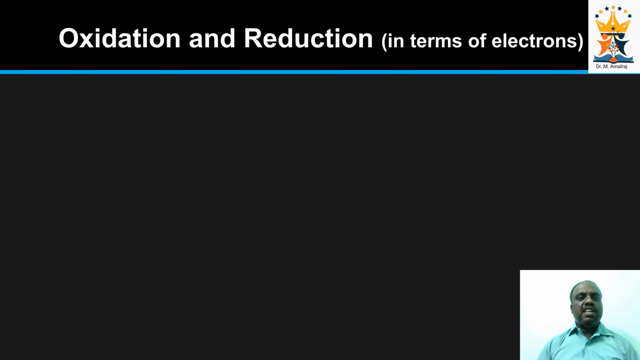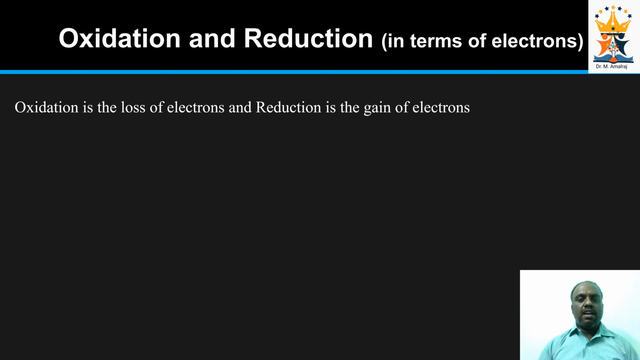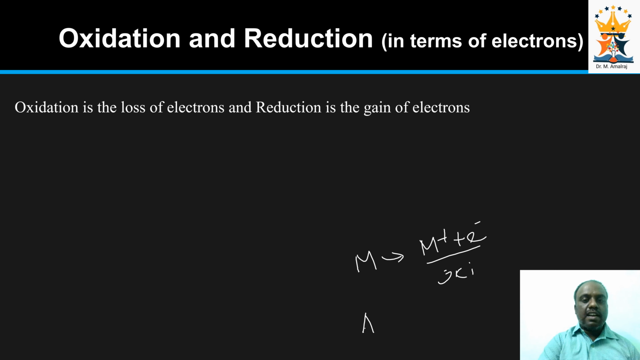Now let us discuss the definition of oxidation and reduction in terms of electrons, which is one of the most important definitions. According to this, oxidation is nothing but the loss of electrons and reduction is the gain of electrons. For instance, if a species loses electrons, that is said to be oxidation. See, the loss of electron is nothing but oxidation. On the other hand, if a species accepts electrons or gains electrons, then the process is reduction.